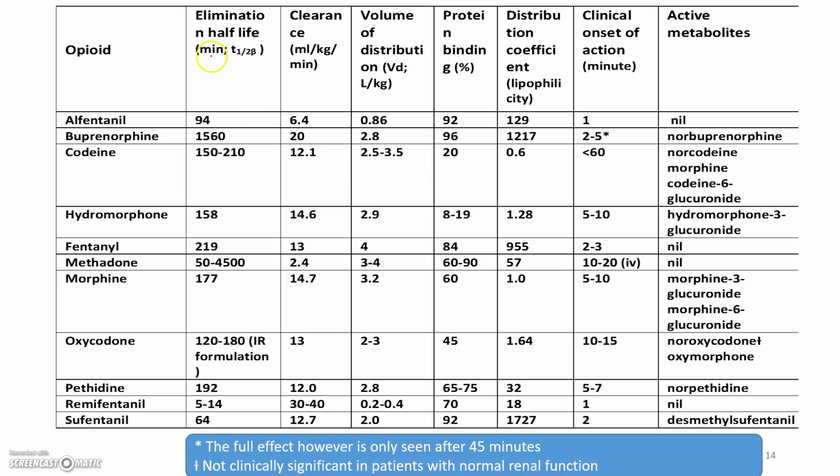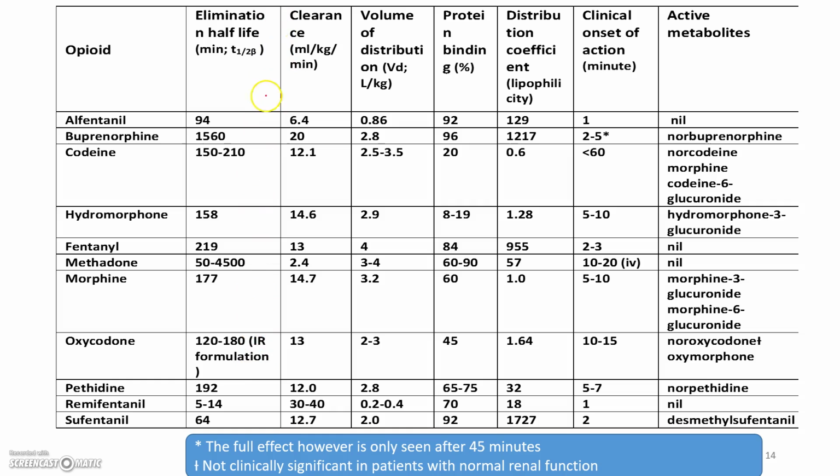This is a little quick review of the major opioids, mostly from the pharmacokinetic perspective. So you look at the elimination half-life. We have alfentanil, buprenorphine, codeine, hydromorphone, fentanyl, methadone, morphine, oxycodone, pethidine, remifentanil, sufentanil.